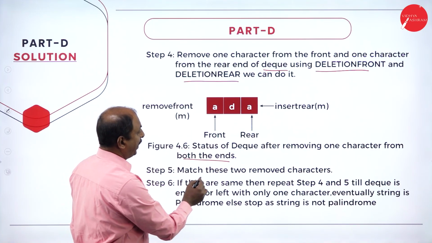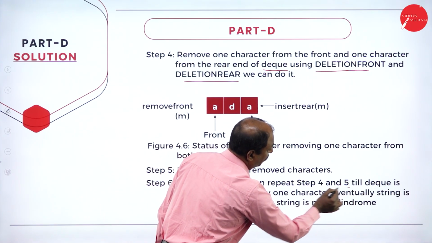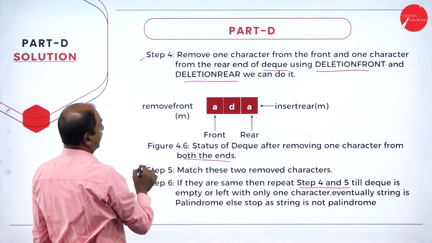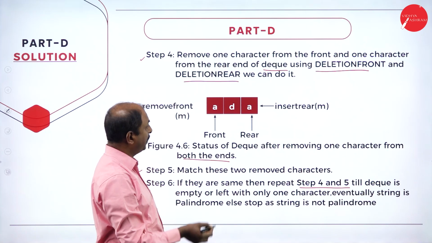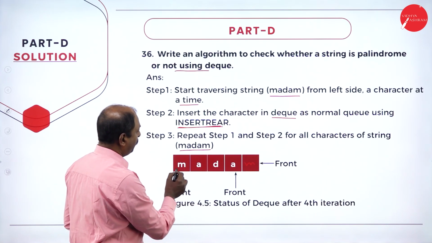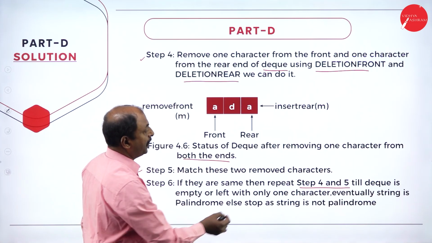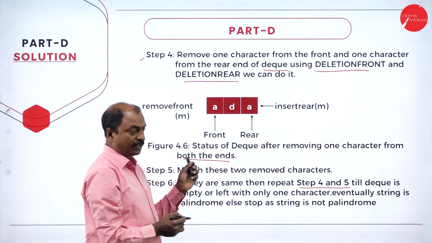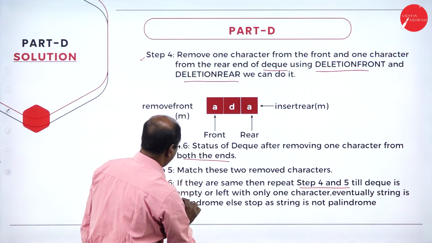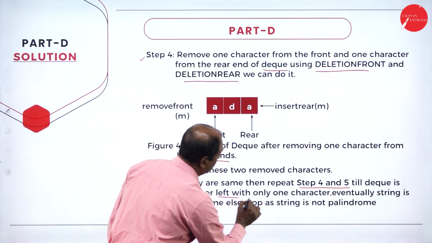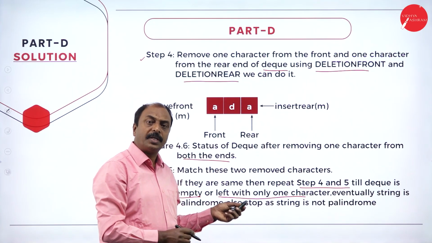Next, match these 2 removed characters. If they are the same, then repeat steps 4 and 5. Both the letters or characters are the same. In this example, if you delete the first and last character, that is M and M, both are the same. So M is equal to M. If that is the case, we have to repeat the steps. If they are the same, repeat steps 4 and 5 till the DQ is empty or left with at least one character. If that is the case, then we can say that the string is a palindrome.